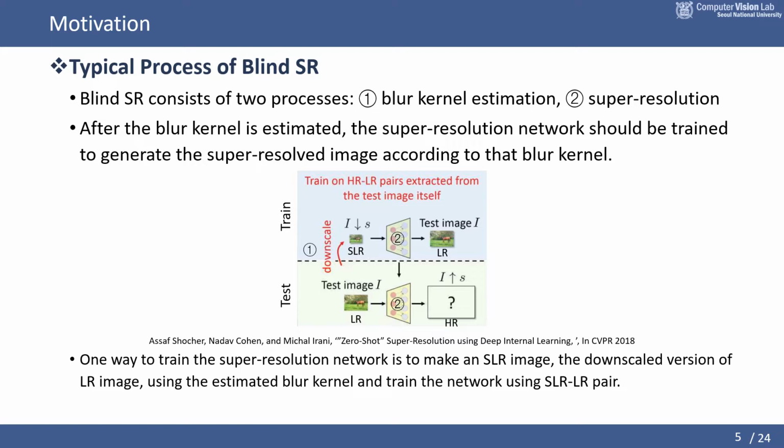The figure in the middle shows the training and the test process of zero-shot super resolution, one of the blind super resolution methods. Assuming that the blur kernel is estimated using the off-the-shelf method, the super low resolution image, SLR, is generated using that kernel, and the super resolution network is trained using the SLR and LR pair. Then the network is fit for upsampling the image downscaled by that estimated blur kernel. Applying the network to the low-resolution image will generate the final super resolved image.